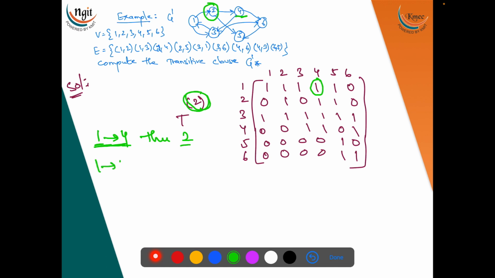Now 1 to 5 is also reachable through 2, so that is also updated with 1. And 3 to 4 is also reachable through 2, so that is updated. Next 3 to 5 through 2. Now this is T2, the transitive closure through the second vertex.